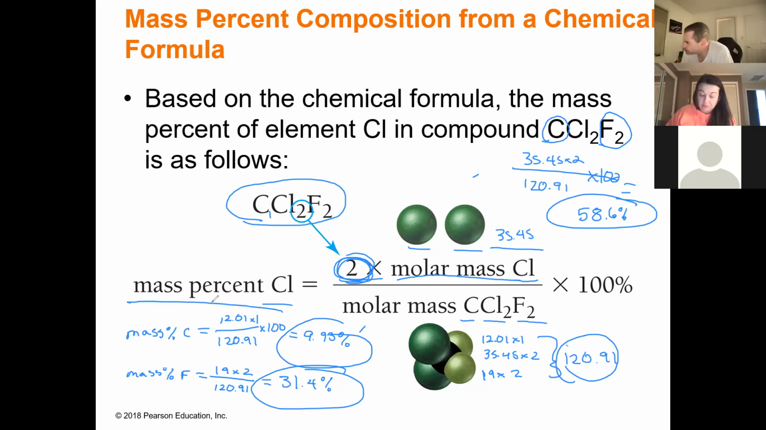I mean, and that's mass percent. Does that feel kind of easy compared to what we were just doing? No? Yes? Yeah, a little easier. So let's do, I'm going to have you do a mass percent for one thing. Just to practice.